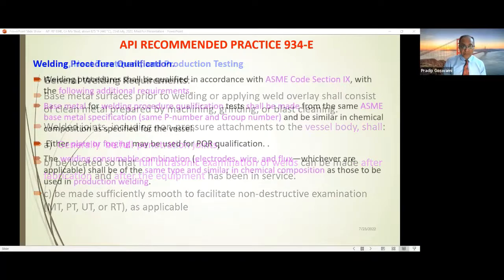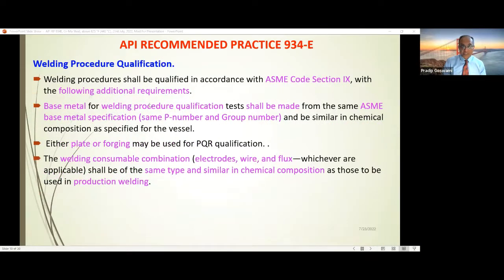And weld procedure qualification basically should be per ASME Section 9, with some additional requirements. The base metal in the weld procedure qualification should be made from the same base metal specification and the same P number and group number. That means if it is grade 11, you should stick to grade 11. If it is grade 12, better to stick to grade 12. That's the way I look at it. Either plate or forging may be used for procedure qualification. The welding consumable combination, that is wire, flux, electrodes, whichever are used on procedure qualifications as well as for the production welds, should be the same type and similar in chemical composition.